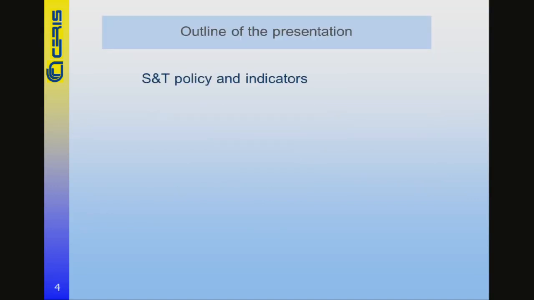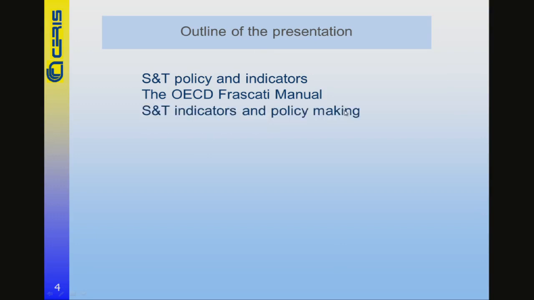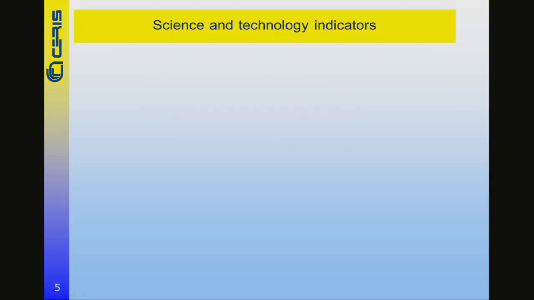The outline of the presentation is this: science and technology policy and indicators. As Maria has said, I have been involved for a long time with the indicators exercise that we have worked on at the OECD, European Union, and in different countries, as it's a huge exercise. Then the Frascati Manual, the main topic that was assigned to me when I was invited to come. Then indicators and policy making, which is how these indicators are used. And finally, I would conclude with some remarks. I will keep my presentation within these 40 minutes.